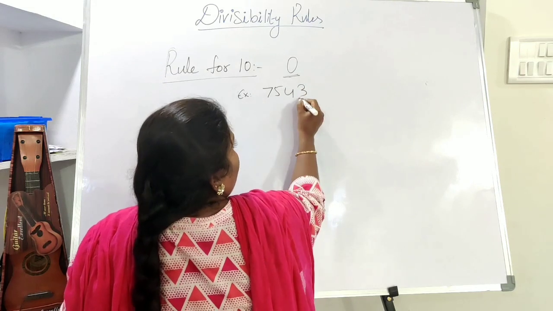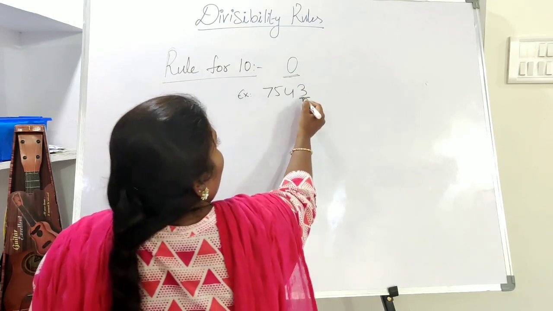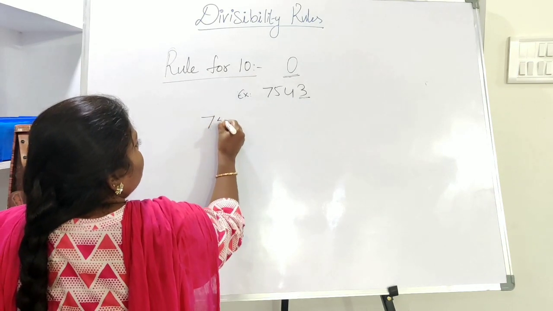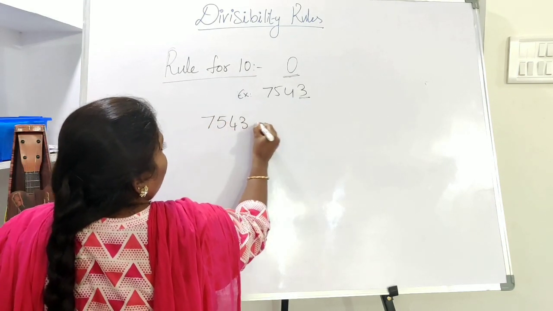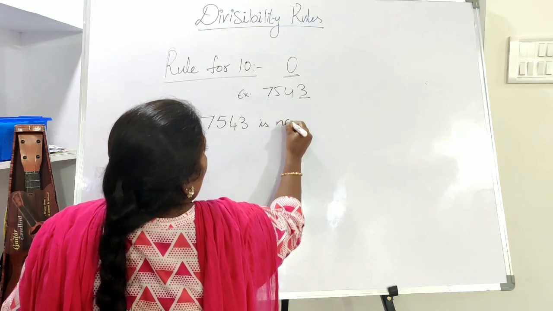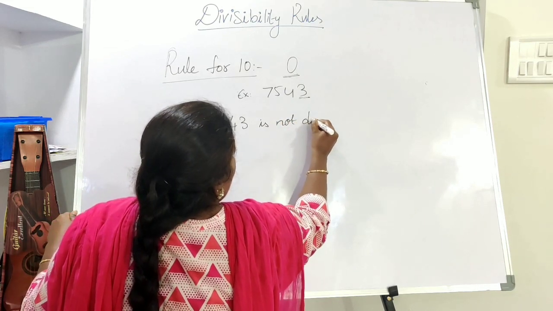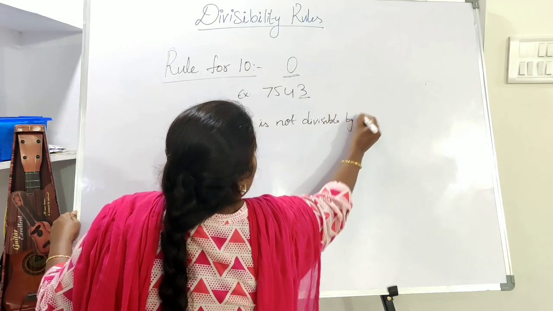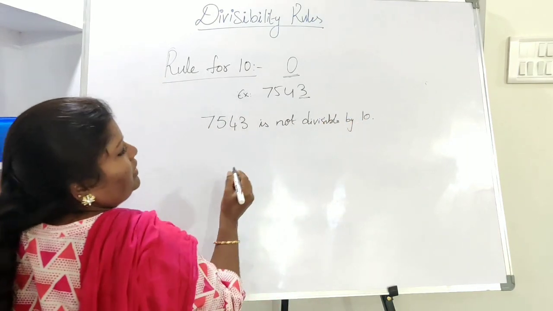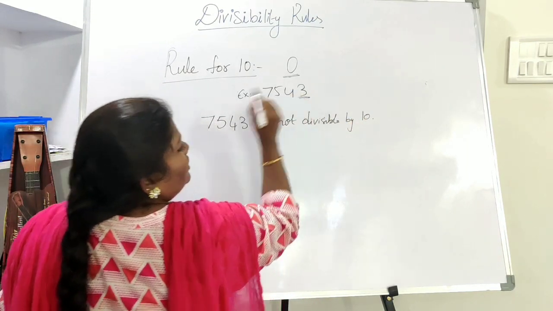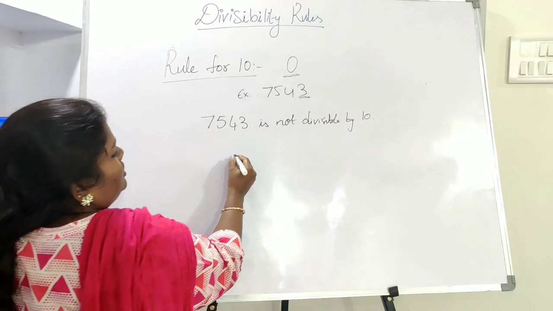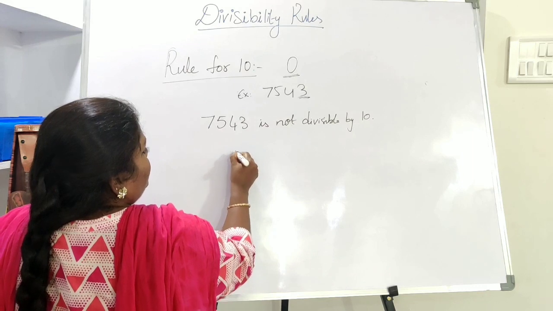So example, 7543. Now check the units place. What do you have? 3. You don't have a 0 here. That means 7543 is not divisible by 10. So it's very simple. You have to check only the unit digit. If it is not 0, it is not divisible. So let me give another example.